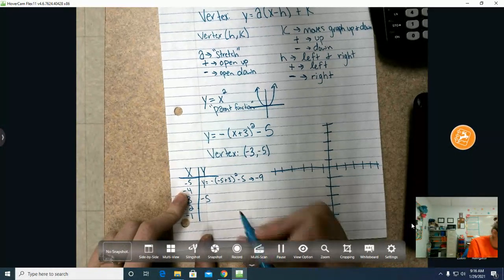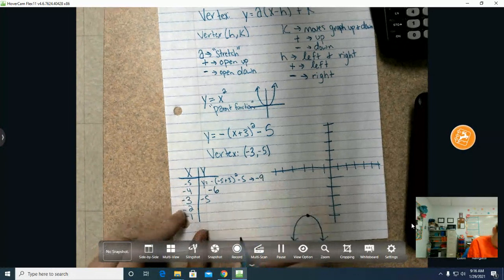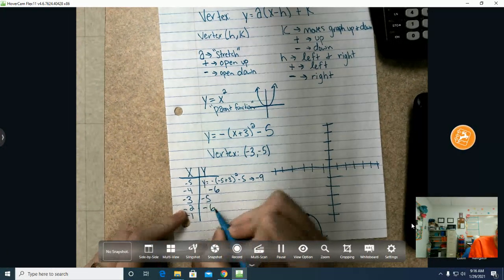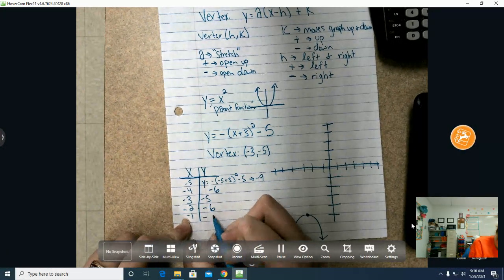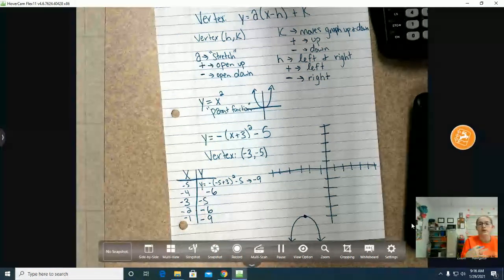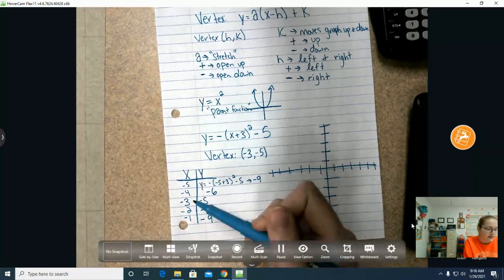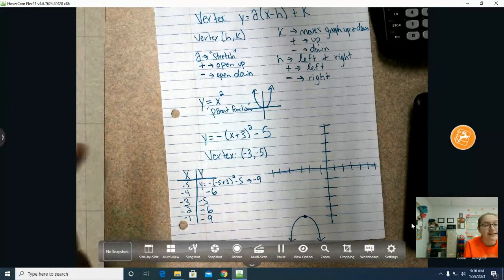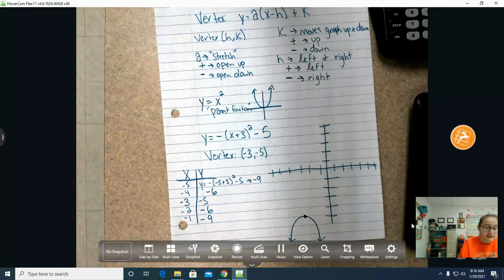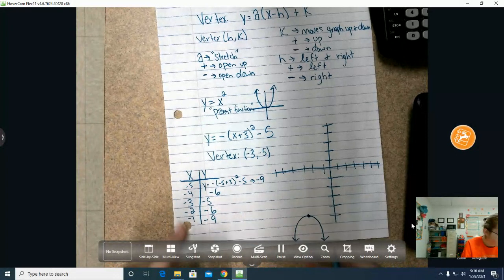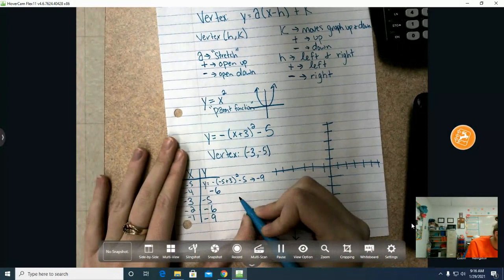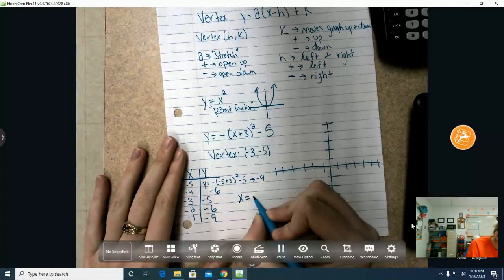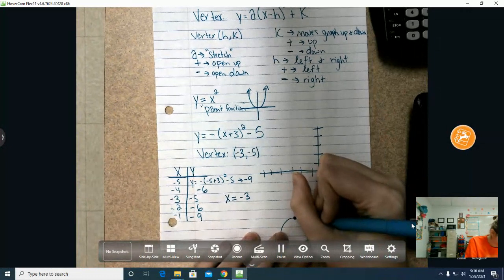If I plug in negative 4, I'm going to get negative 6. Plug in negative 2, I'm going to get negative 6. Plug in negative 1, I'm going to get negative 9. So what do we notice about these y values? They repeat. If you remember back to absolute value, we talked about that axis of symmetry. Remember, your axis of symmetry is always going to be the x value of your vertex. So x equals negative 3 is my axis of symmetry.